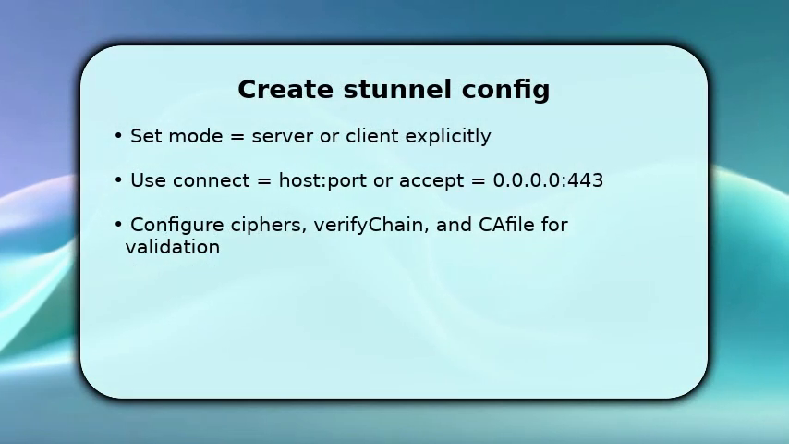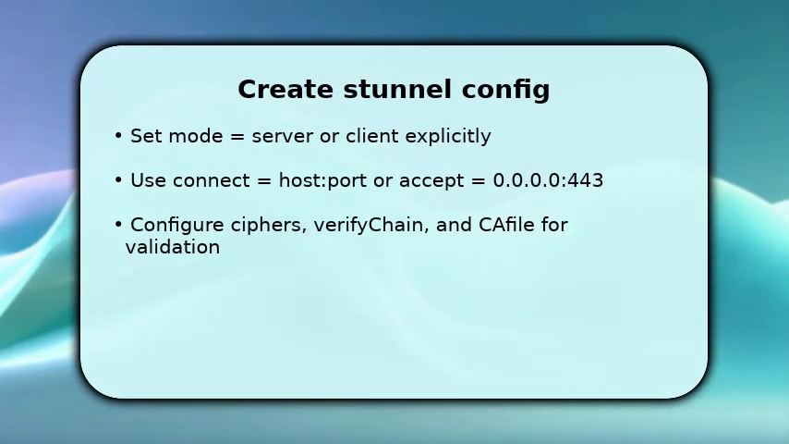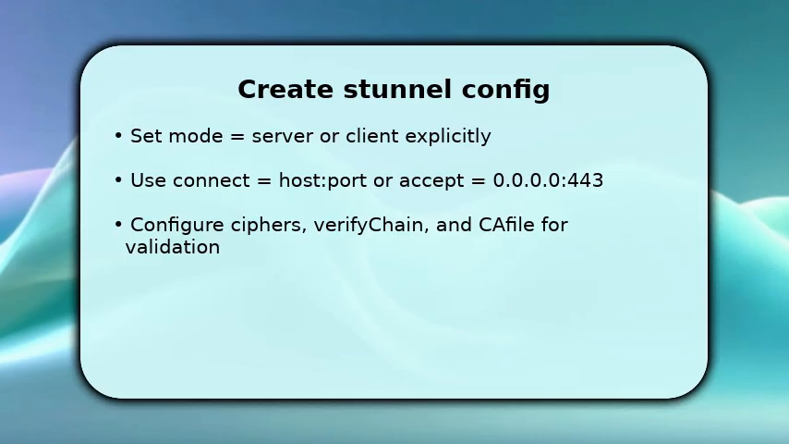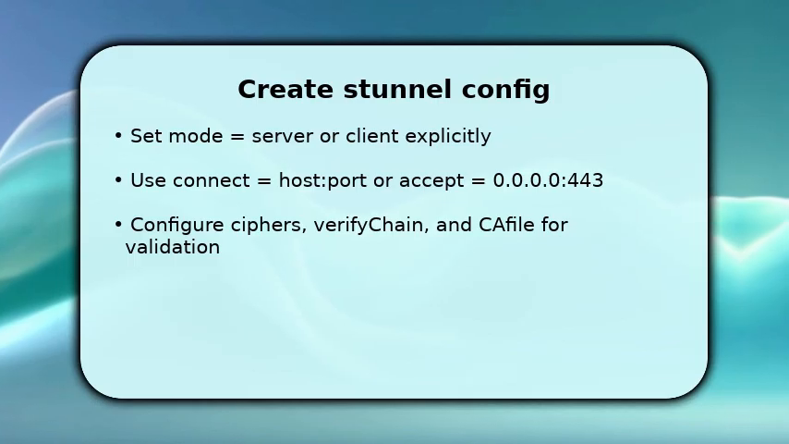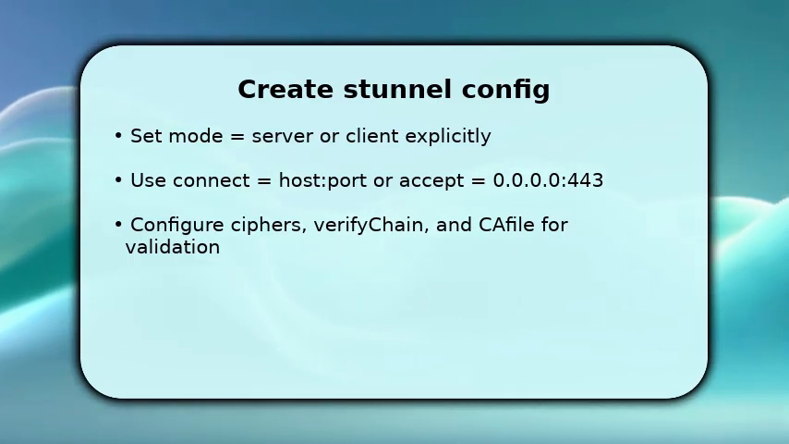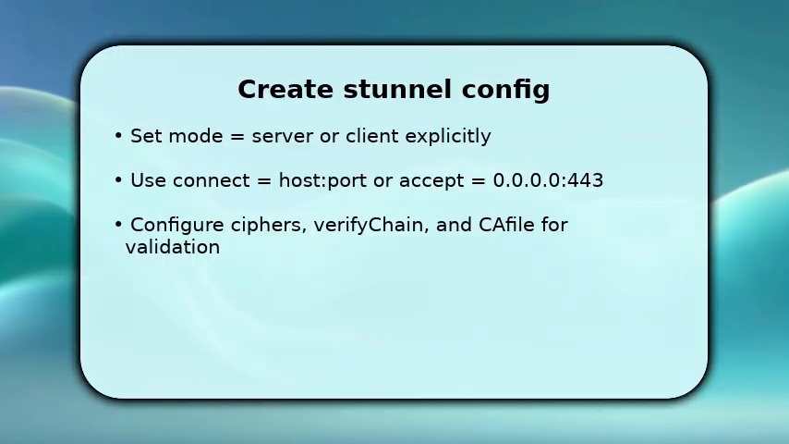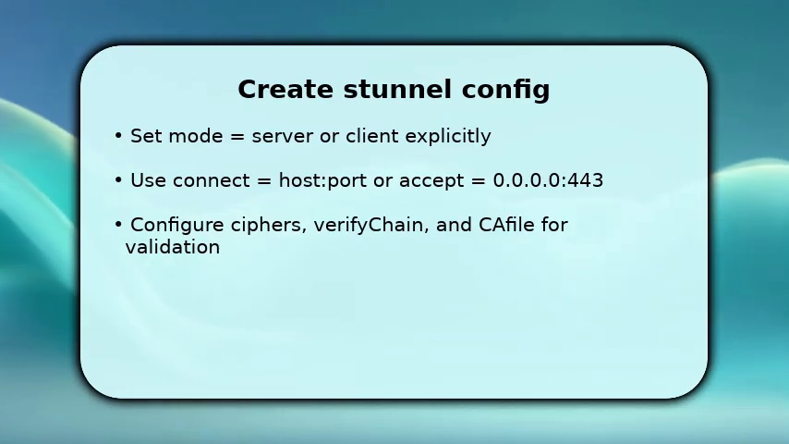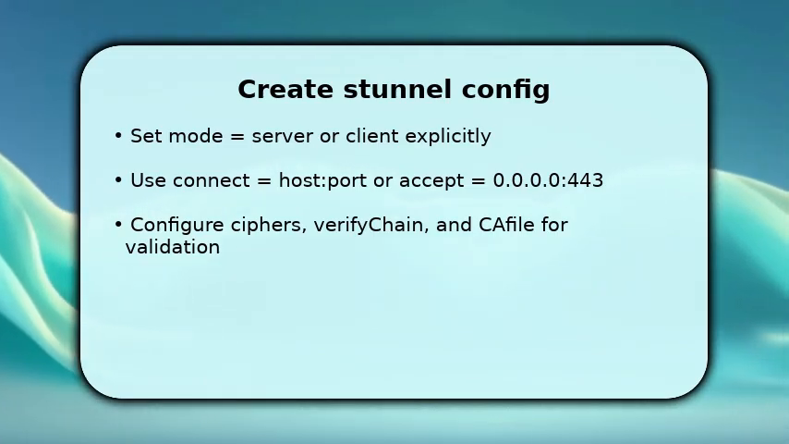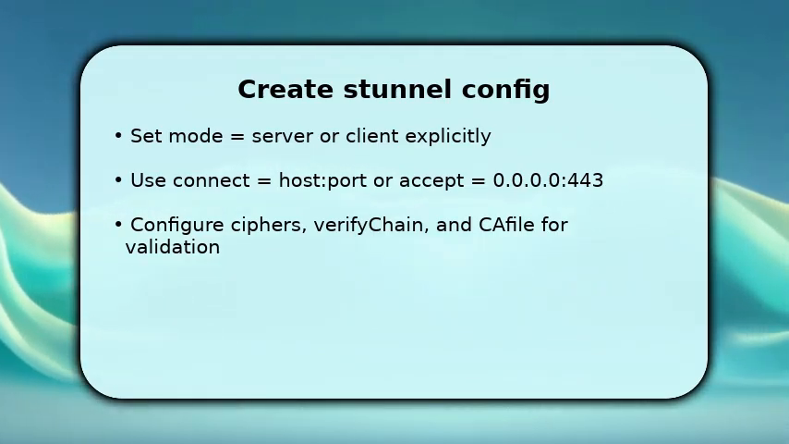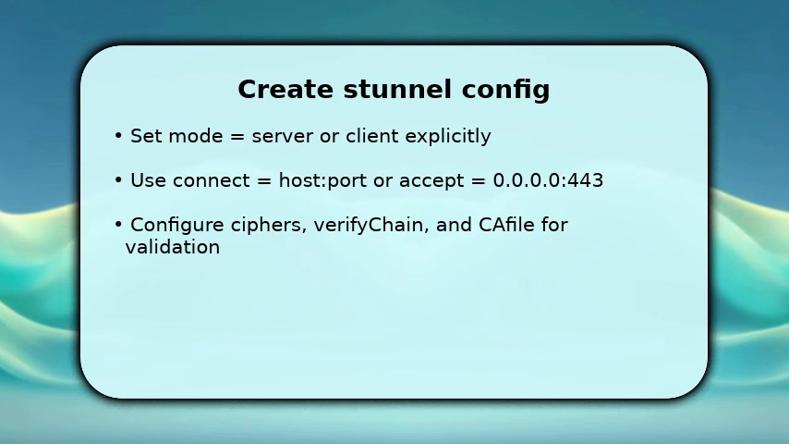Next, you assemble the actual tunnel configuration that references cert.pem. In the service block, choose accept for incoming binding or connect for outbound tunnels and declare the target host and port. Include TLS controls like ciphers and verify chain and point to a CA file to validate peers. This prevents downgrade attacks. After editing, validate syntax with stunnel -n or equivalent. If you need SNI or ALPN, add those options so the remote endpoint matches expected host names.